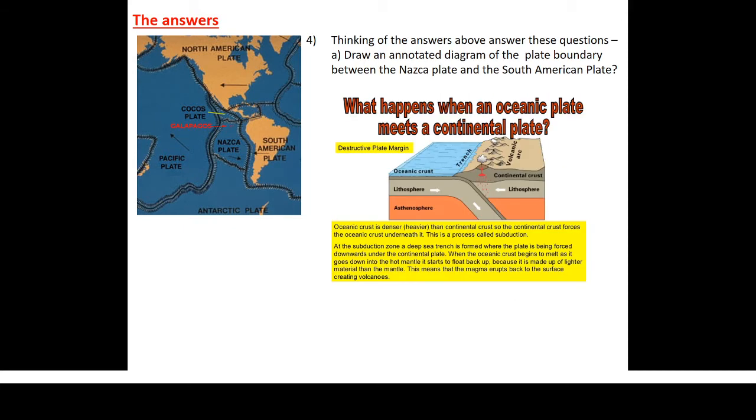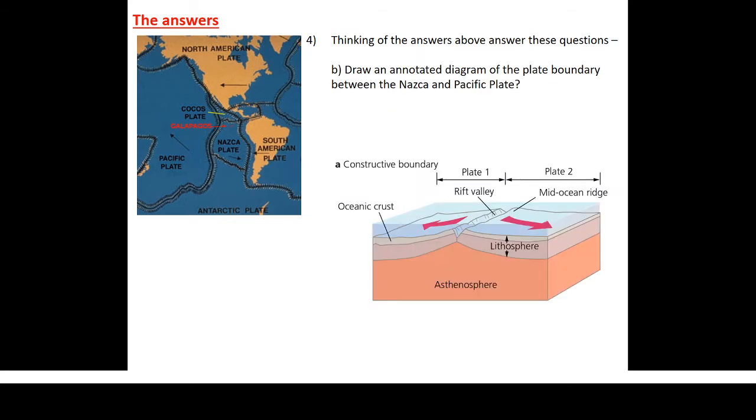Here's our destructive plate boundary then. This is what you should have drawn. You should have your oceanic crust subducting underneath your continental crust. It does this because it's more dense, it's heavier. As it does this, it melts, it forms a magma chamber. And this magma chamber, it rises. It rises through the crust, forming this composite volcano, which explodes frequently in a violent way because this magma is very explosive, high in silica, high in gas.